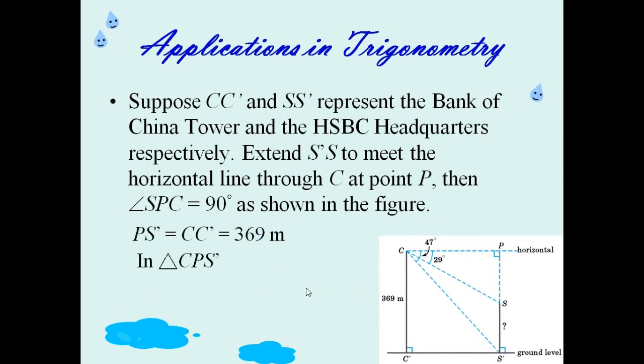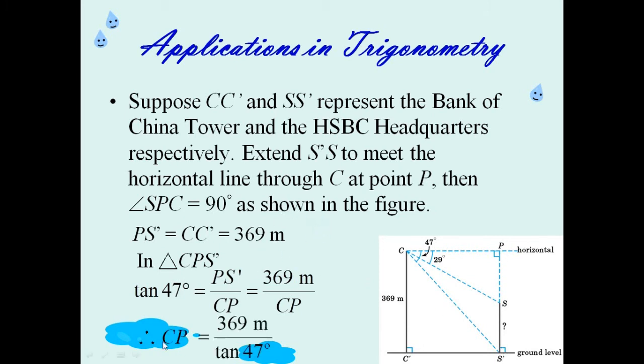So we will get this triangle first. This triangle CPS', this right angle triangle. This is the opposite side PS', and this is 47 degrees, and this one CP is the adjacent side. So the opposite side over adjacent side is equal to tangent 47 degrees, which is equal to 369 meters, because these two lines are equal.